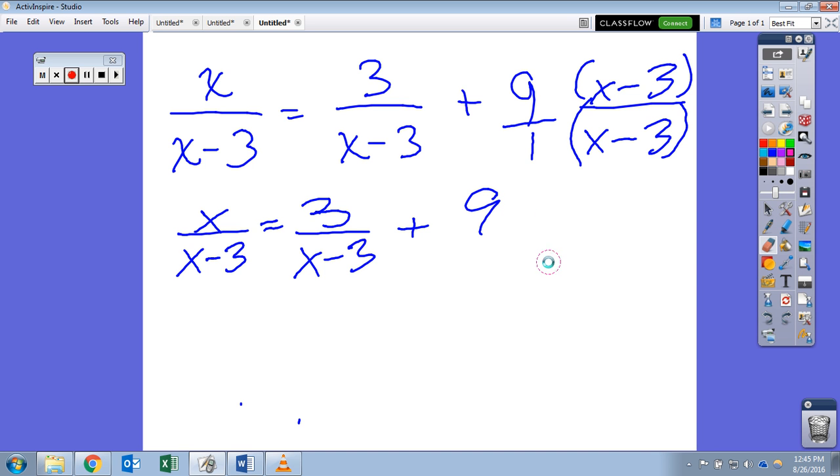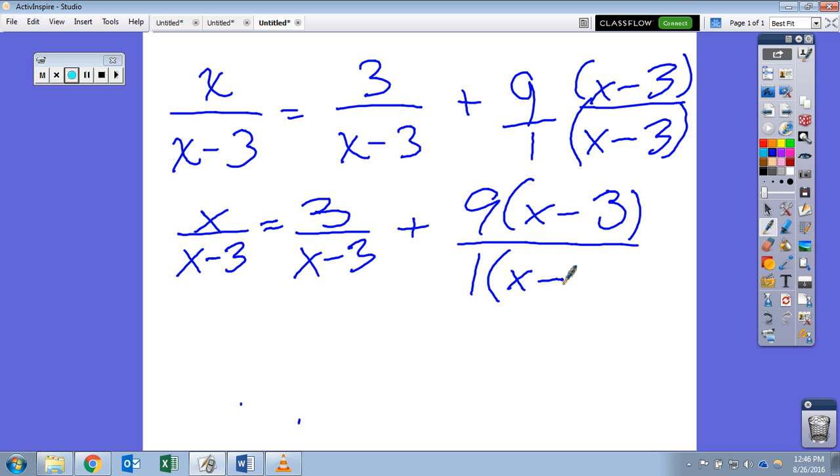In fact, that's a good idea. In fact, you guys might want to write this in your notes: leave things factored for as long as you can. That's generally a good idea. Leave things factored as long as you can. Okay. Anyone have any questions about where we are now with this equation?